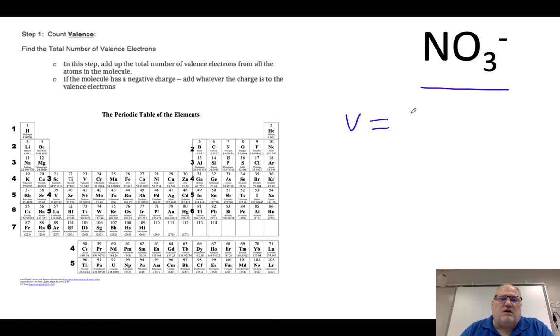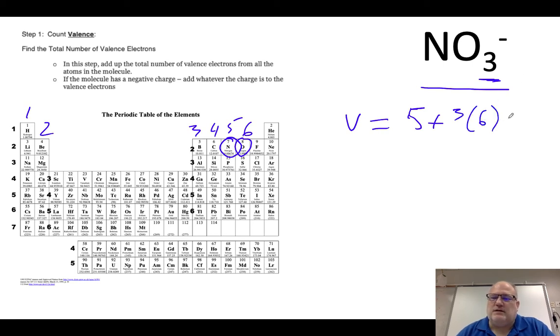The valence electrons are simply found by looking up each of these elements on the periodic table. So N, if you take a look at it, is in the 1, 2, 3, 4, 5th column. So N has 5 valence electrons. O, which is right next to it, has 6. But there are 3 of these O's in here, so we go 3 times 6.